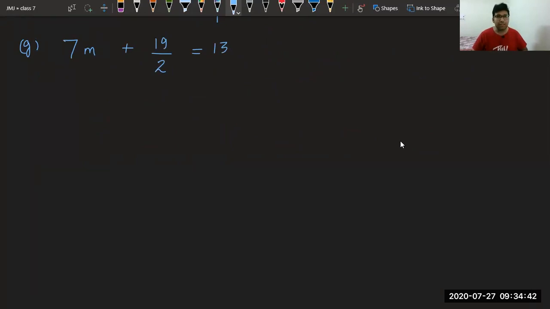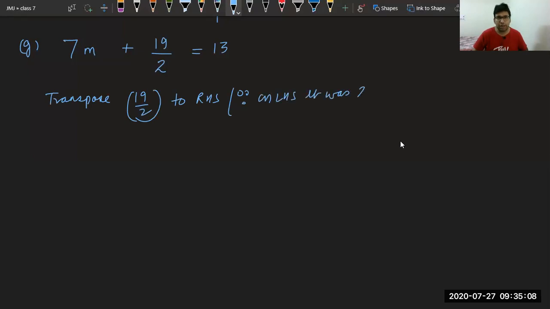Just see this one. In this case, please tell me, what will you transpose first? Very good, Rishi. We will transpose 19 by 2. So first step is transpose 19 upon 2 to RHS, because on left side it was getting added. Therefore, on right side it will be subtracted.